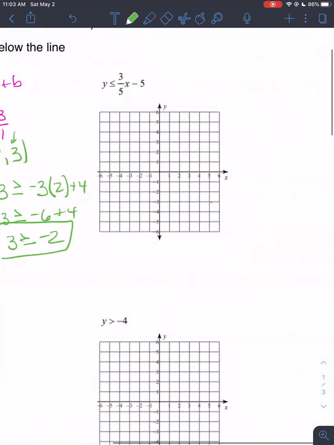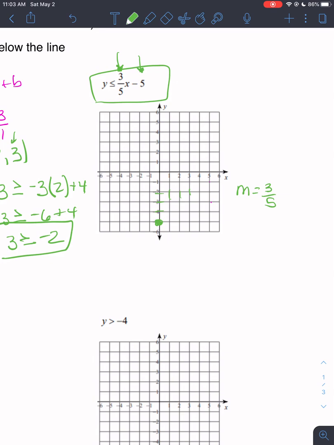Let's try a less than or equal to. Again, it's in y equals mx plus b format. So we'll start with our y-intercept, negative 5. So on the y-axis, I go to negative 5. Then we're going to use our m, which tells us to rise 3 and then run 5. So up 3 and over 5.